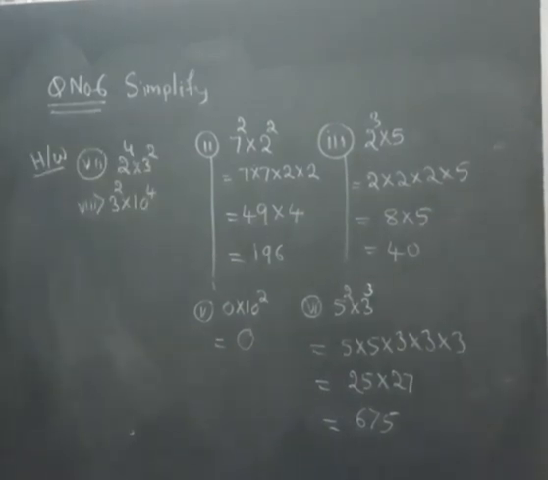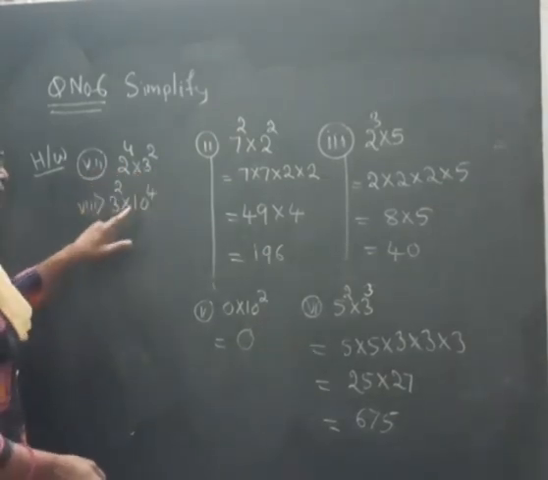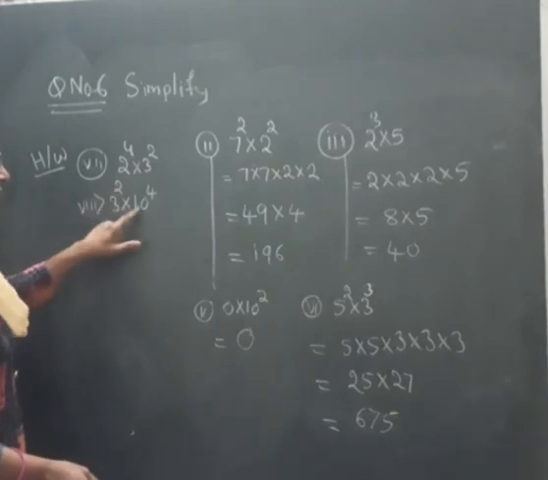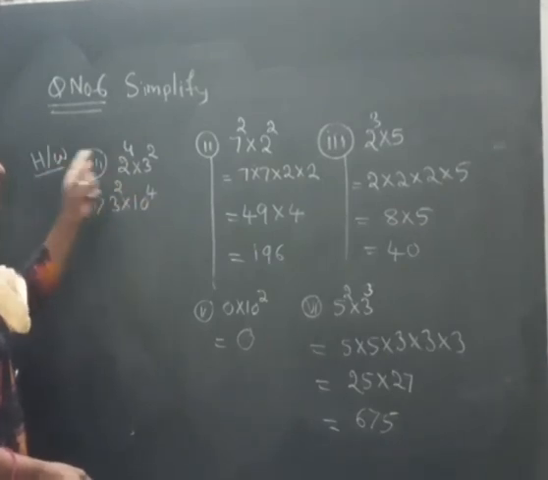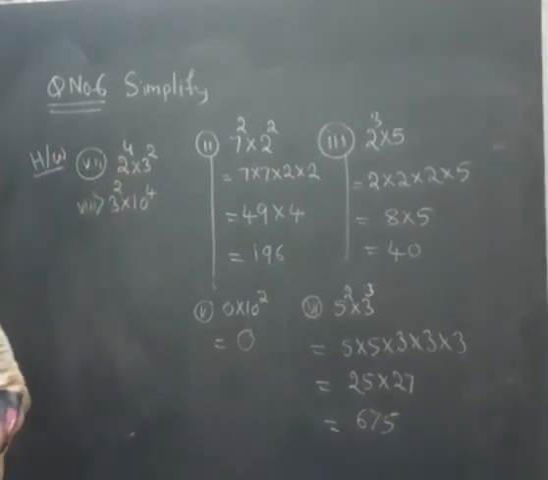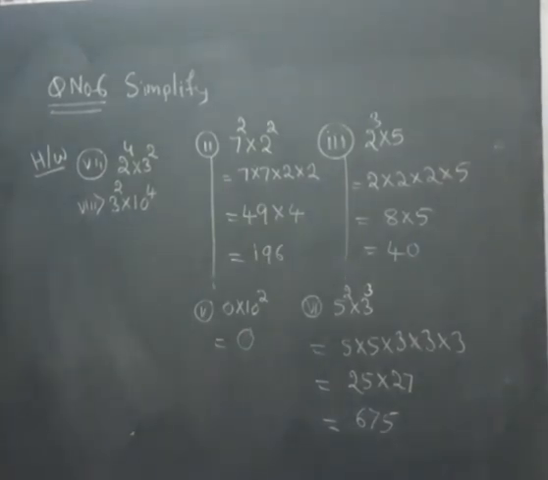Okay. Do question number 7 and 8 as homework. 2 raised to 4 into 3 raised to 2, and the 8th one, 3 raised to 2 into 10 raised to 4. Expand these two and multiply. Expand and multiply. You will get the answers.